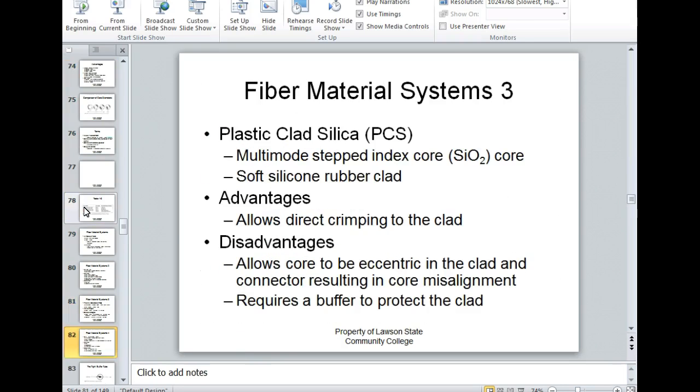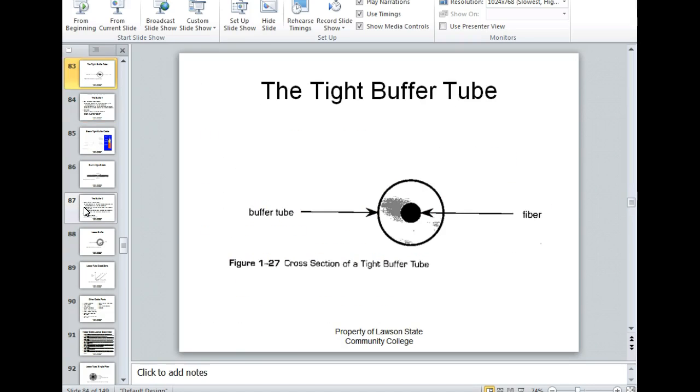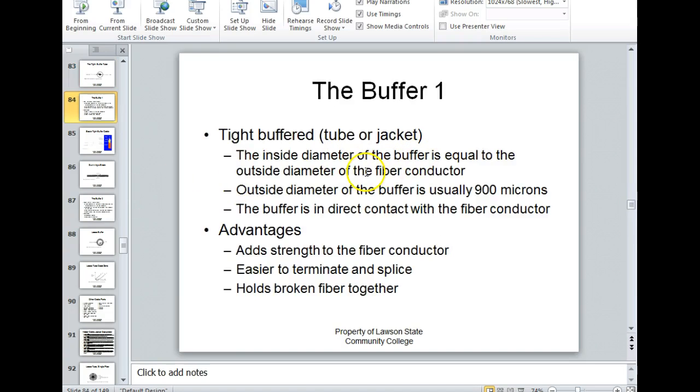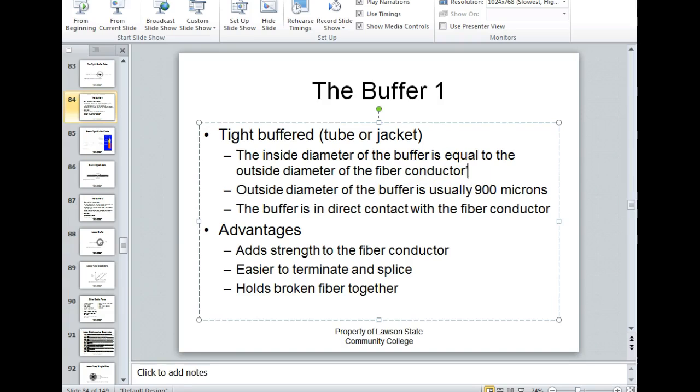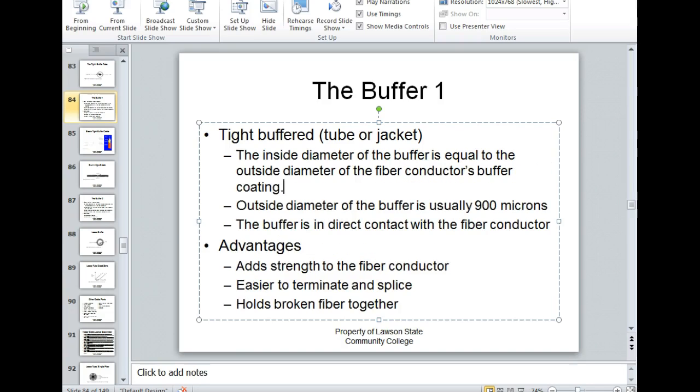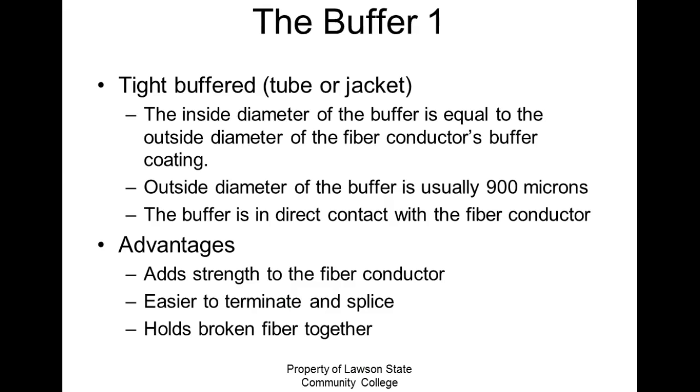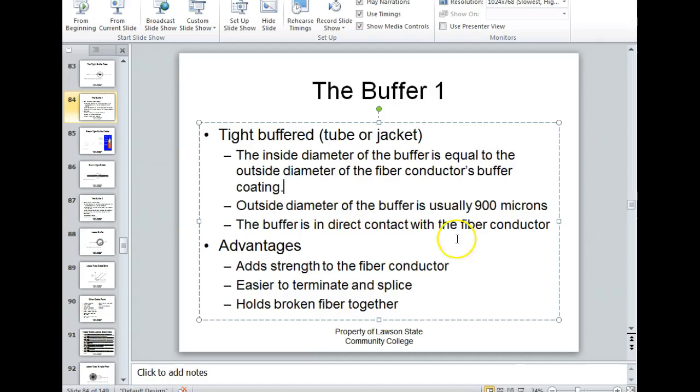So where do these slides start, right here? So that makes sense now? Makes sense? Are you okay? The outside diameter of this is usually 900 microns. This is what we've got. The buffer is in direct contact with, and that's on there twice. That second time doesn't need to be there.